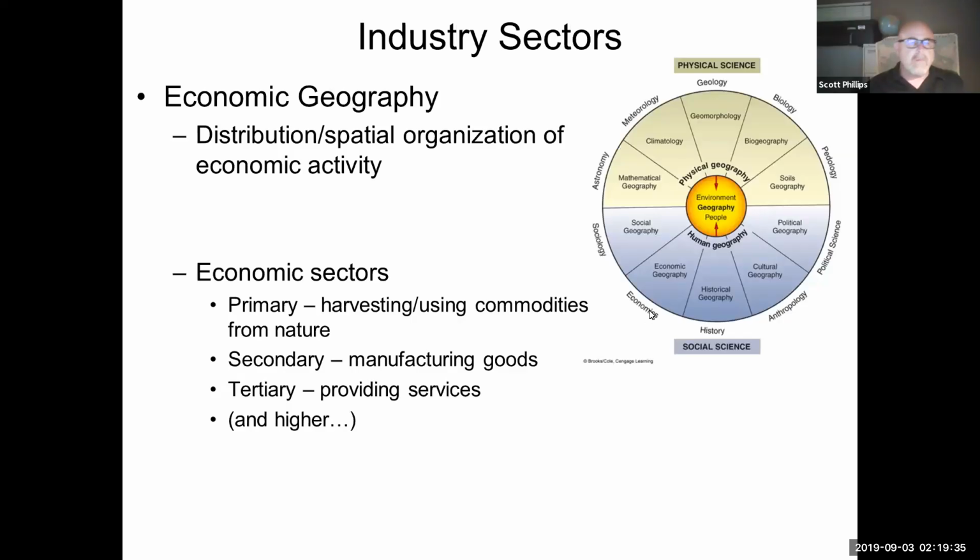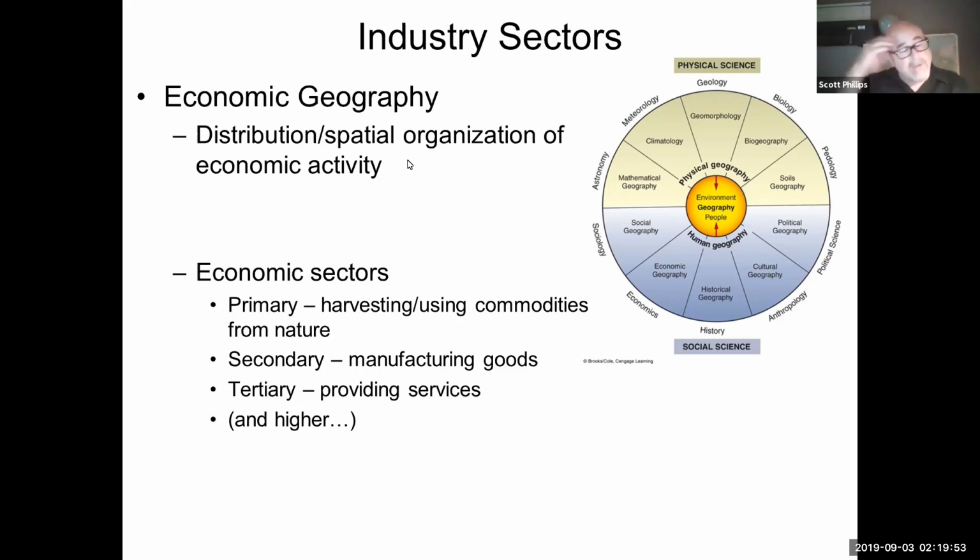All right, welcome back. I want to highlight some elements of human geography and especially economic geography of North America. Economic geography, as you might guess, is about the distribution and organization of economic activity. And so let's talk a little bit about the economics of North America.